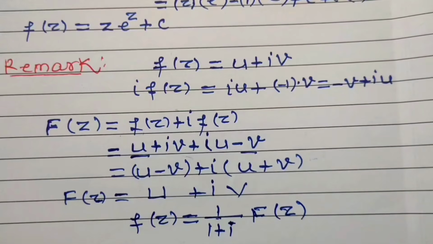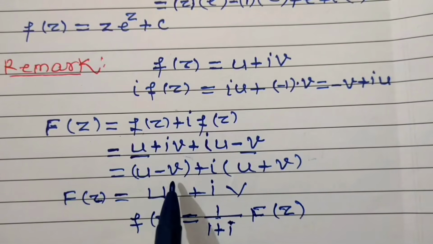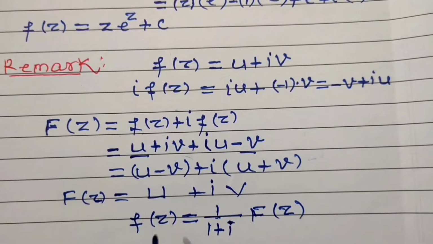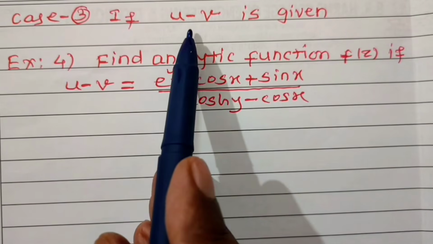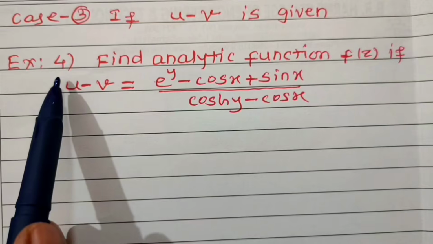Hence, in case number 3 and case number 4, if u minus v or u plus v is given, in that case always find capital F first, and then small f of z you can find by using this relation. Now case number 3, if u minus v is given. Let us solve example number 4.